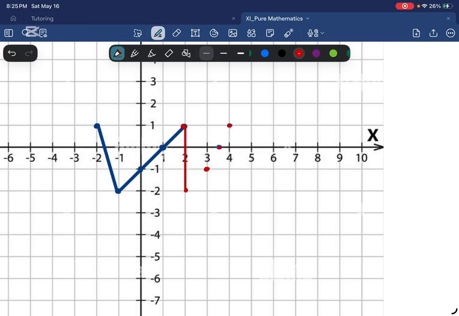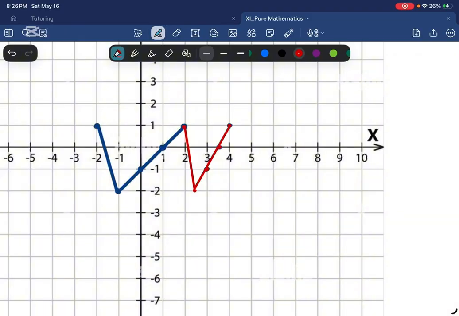It's going to look something like this. Okay, sorry, not here. This point is here, this point is here. My bad. Something like this. All right, so that should be your answer.